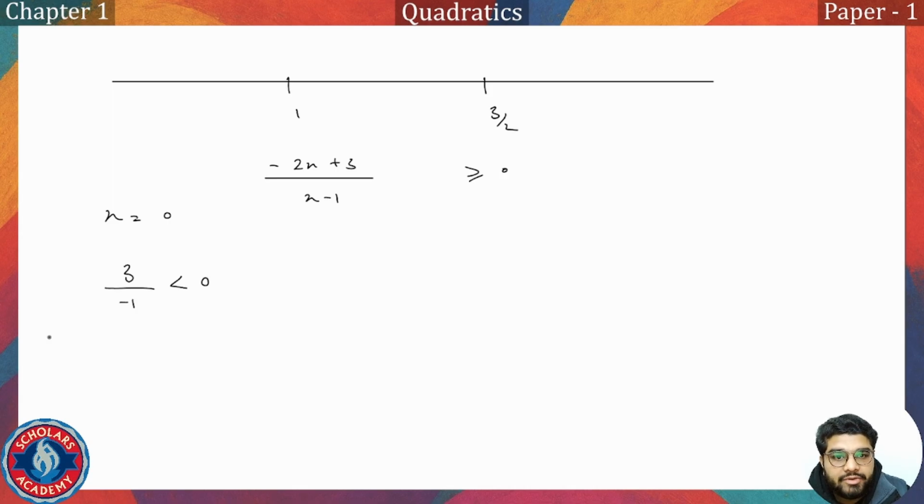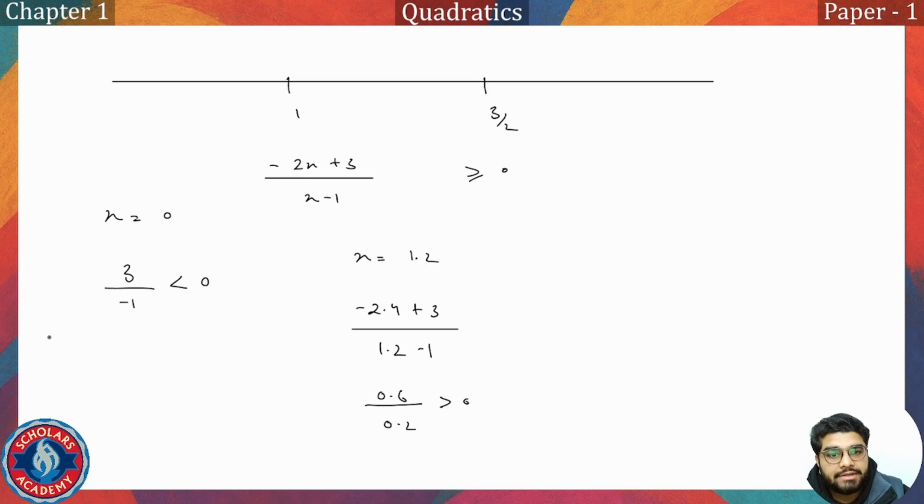Let me take something in between 1 and 1.5, that is x is equal to 1.2, right? If I substitute it, I get negative 2.4 plus 3 by 1.2 minus 1. So this is 0.6 by 0.2. It's something positive, so it's greater than 0, right? Now if I check the third interval, I take x is equal to 3. If I substitute it, I get negative 6 plus 3 divided by 3 minus 1. So it is negative 3 by 2. So it's a negative value, so it's less than 0, right?